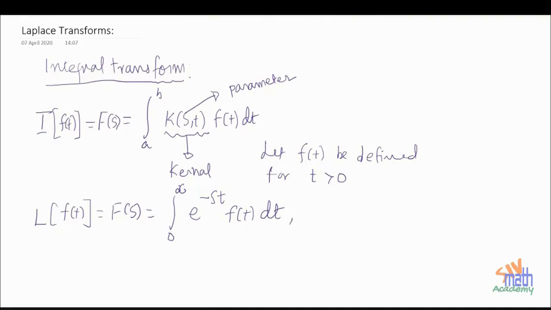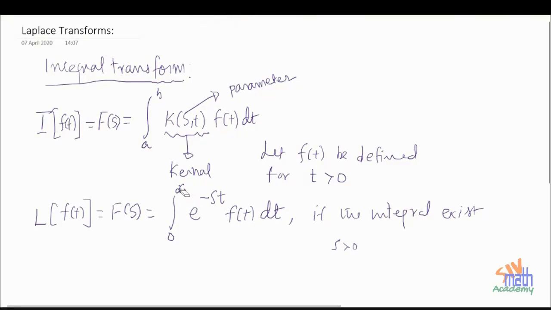Let f of t be defined for t greater than 0, and this integral, if it exists, we call the Laplace transform of the function f of t, and we denote it by either F of s or L of f of t. So this is what the definition is all about. Here in the Laplace transform, s is a parameter, s is greater than 0, or greater than some specific value, according to the limits 0 to infinity.